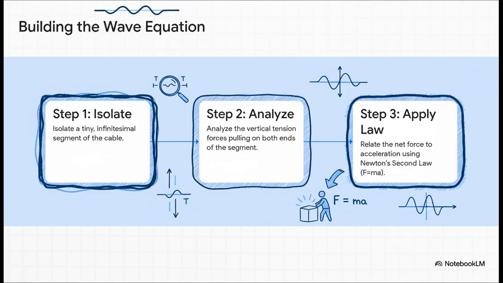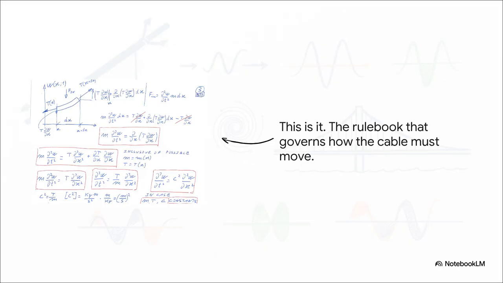Physicists essentially zoom in on a teeny tiny, infinitesimally small piece of the cable. They look at the slightly different forces pulling on each end of this tiny bit, and then, and this is the key, they apply Newton's most famous law, F equals ma, to connect that net force to how the little piece moves up and down. And after you churn through all the calculus, this is what you get: the one-dimensional wave equation.